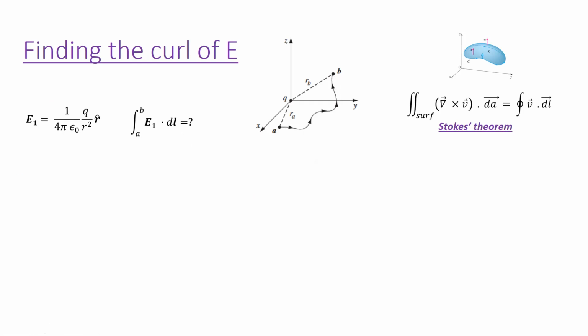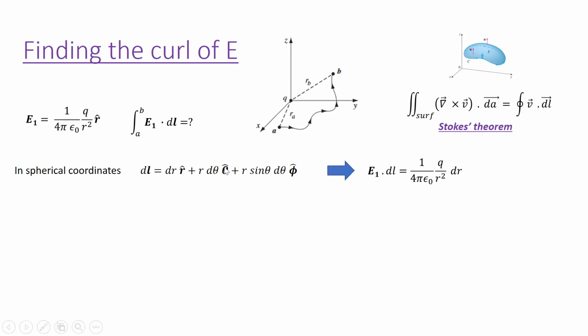We know how to do line integrals, and since this problem has spherical symmetry, we might as well use spherical coordinates. In spherical coordinates, we've learned that the length element is dr r hat plus r d theta theta hat plus r sine theta d phi phi hat.